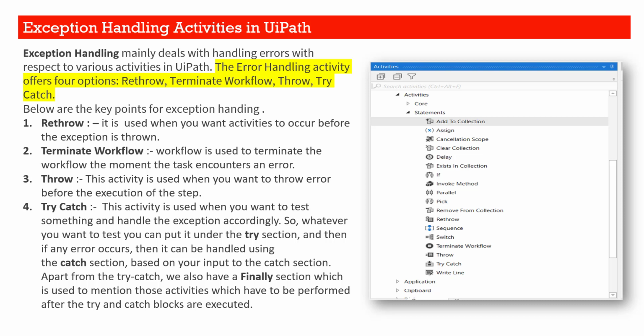And then we also have the finally block. When we write a try catch, there will be a finally block, right? The finally section is used to mention those activities which are performed whether or not the try and catch are executed. If not executed, we can perform certain actions, right? Let me give you another example.